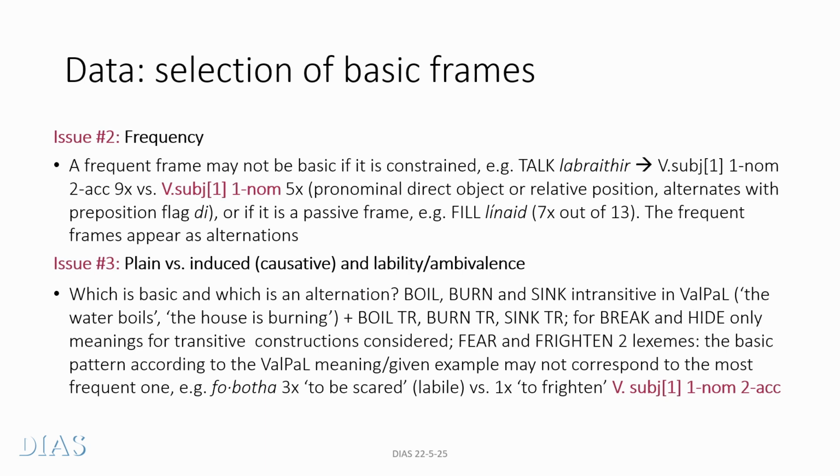Sometimes frequency cannot be the only criterion to decide which is the basic one. So, for example, for linaid, just to give you an example, most of the examples in Corpus are in the passive, but the transitive pattern was considered the basic one, and the passive as an alternation. For the next verb, the construction with a direct object is in fact constrained because it only occurs within an infix or in a relative construction, so you don't have an example with a noun.